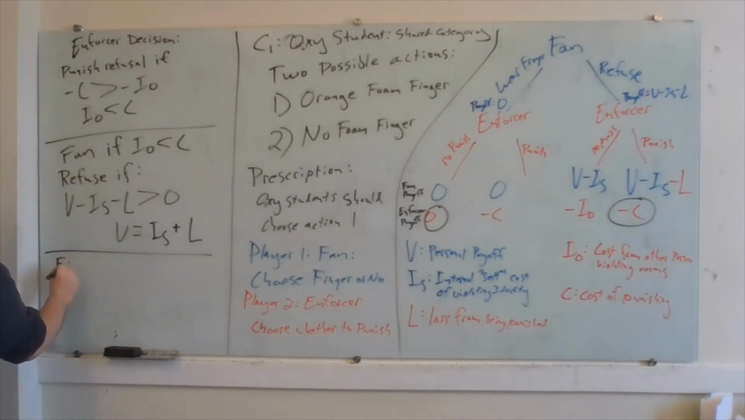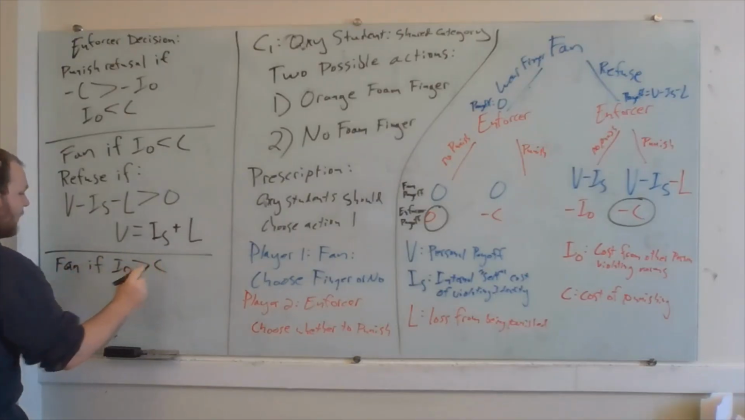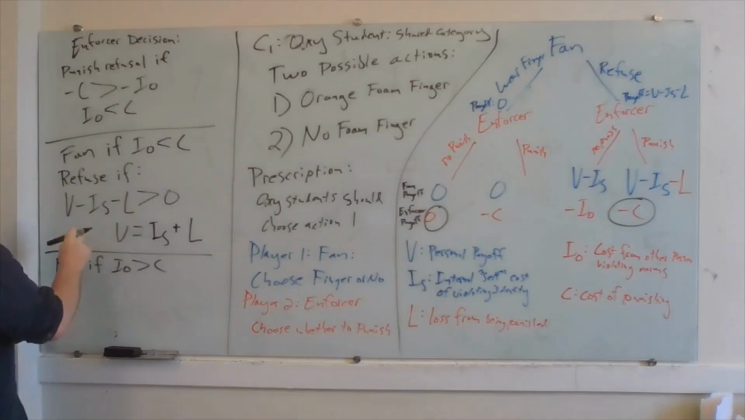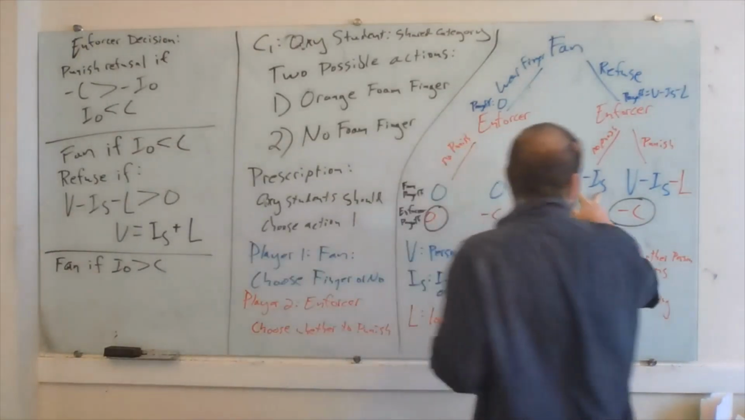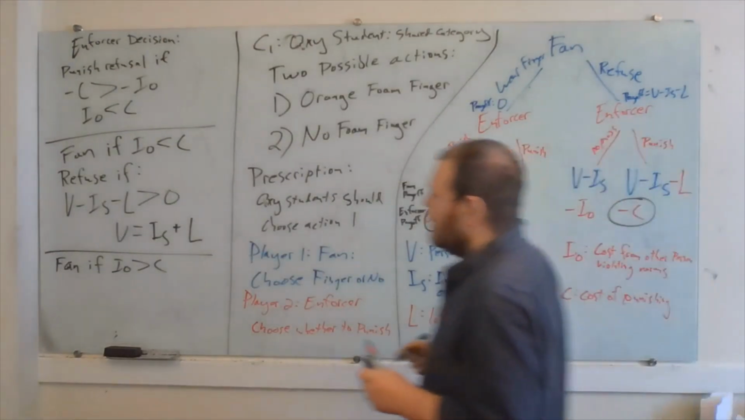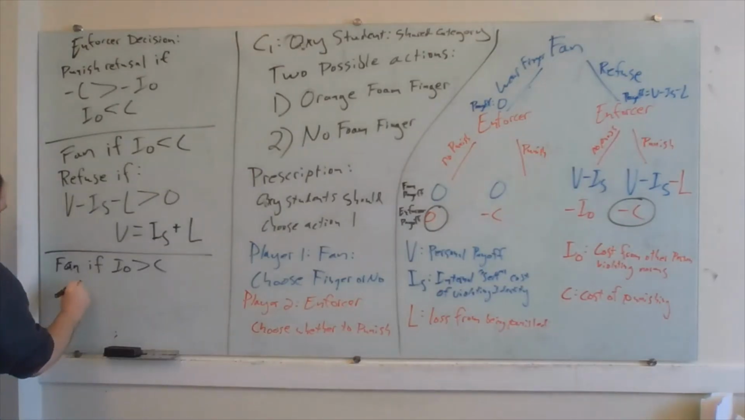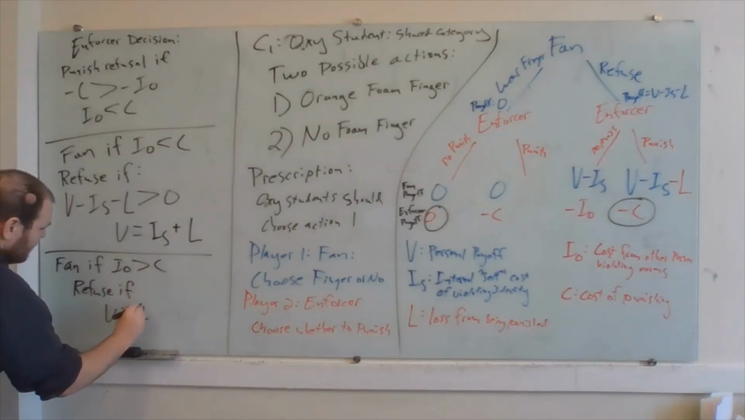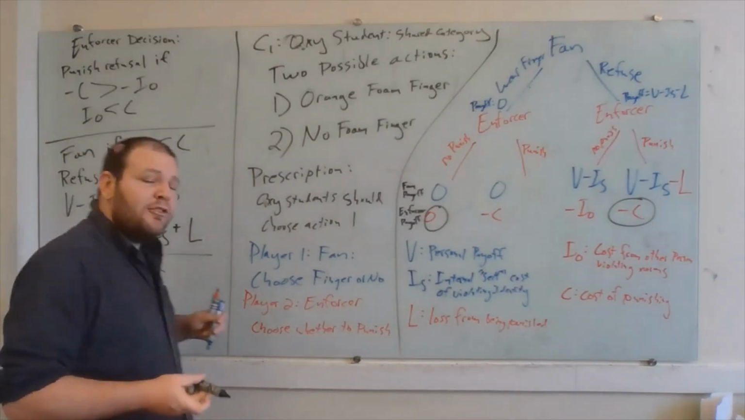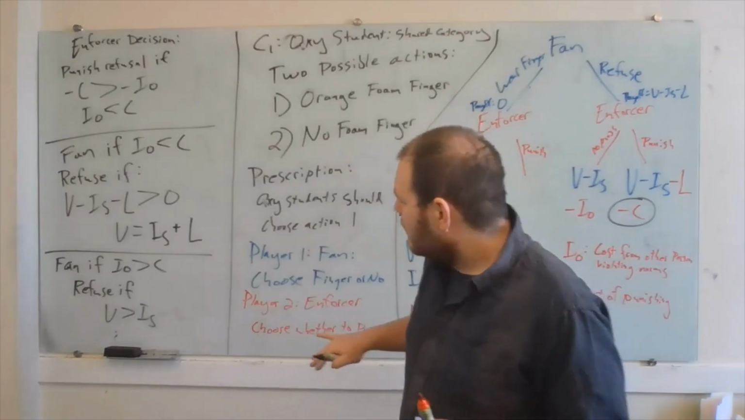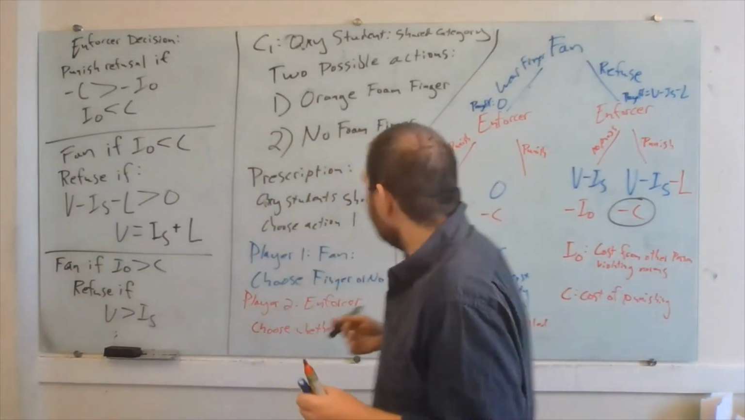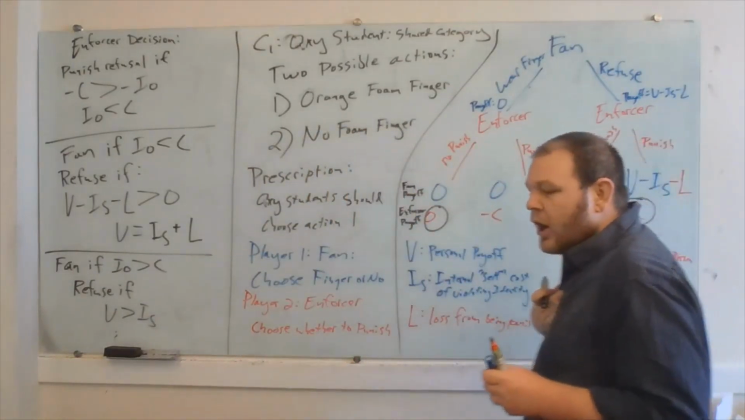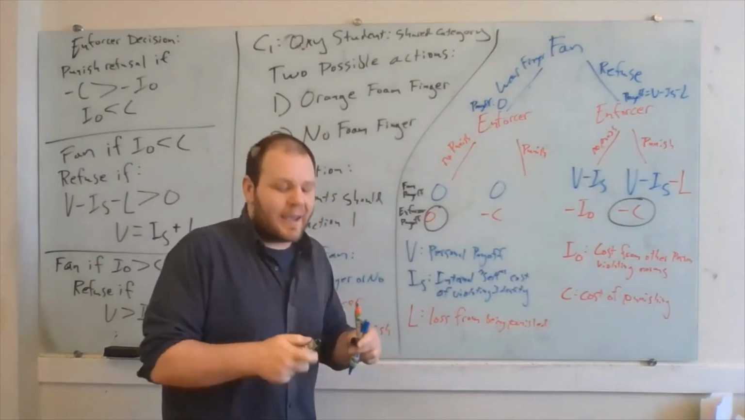And then on the other hand, of course, if IO is greater than C, in other words, if it's not worth it to punish, then they're going to expect to get a payoff of just V minus IS from refusing. So they're going to refuse if V is greater than IS. If I don't expect to be punished, I'm going to refuse to wear the finger as long as my personal feelings about the finger are stronger than my personal feelings about not conforming to expectations.